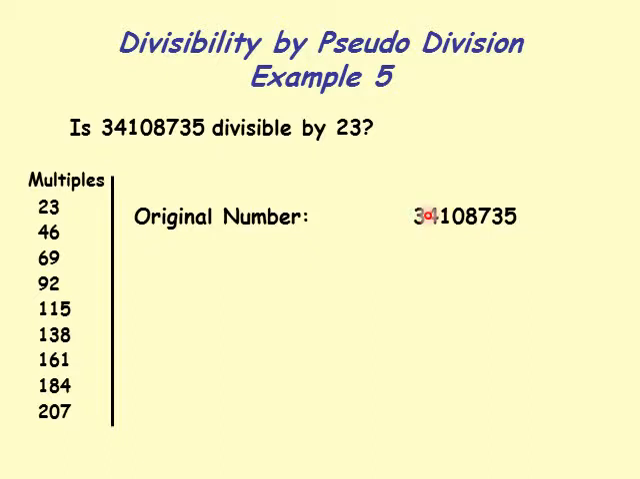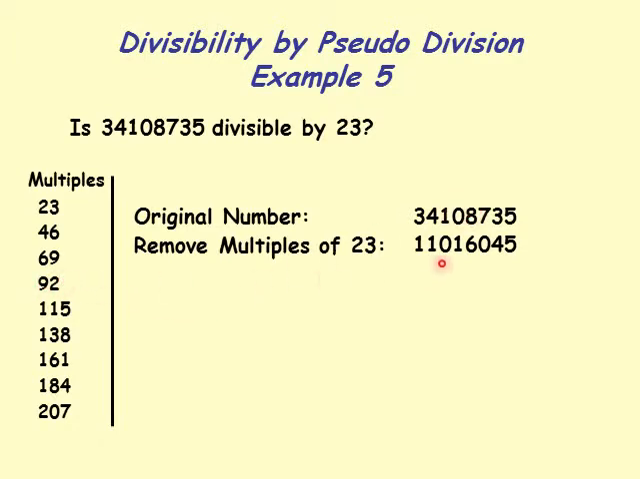From 34 I can take away 23. Let's see what happens. So from 34 I take away 23, get 11 here. Now it's a 10 and 8, 108. I can take away 92, leave a 16 here. From 73 I can take away 69, leave a 04 here. A 5 stays. Let's continue here.